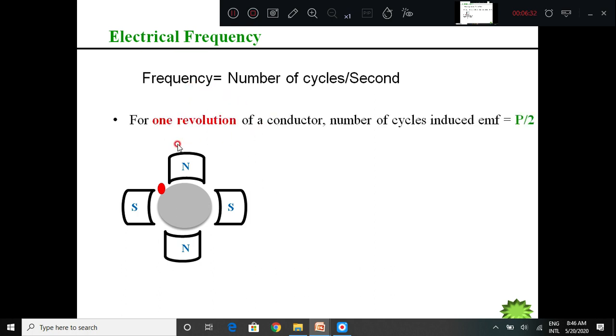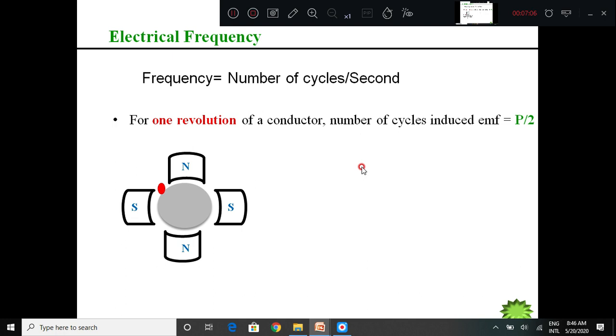You can see here, for one revolution of a conductor, the number of cycles of induced EMF. I told you there is a half cycle here, half cycle here, half cycle here, and another half cycle. That means totally we are getting 2 cycles. For 4 poles we are getting 2 cycles. Therefore, it is exactly half of the number of poles. So for one revolution of a conductor, the number of cycles of induced EMF in general is P by 2.